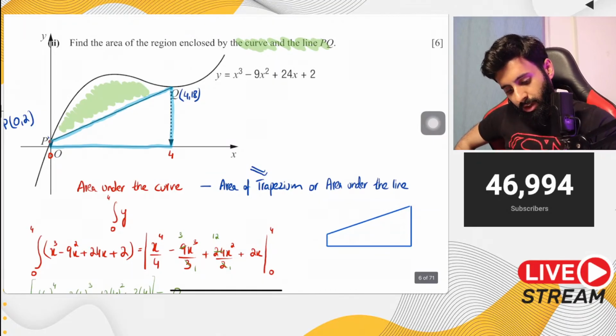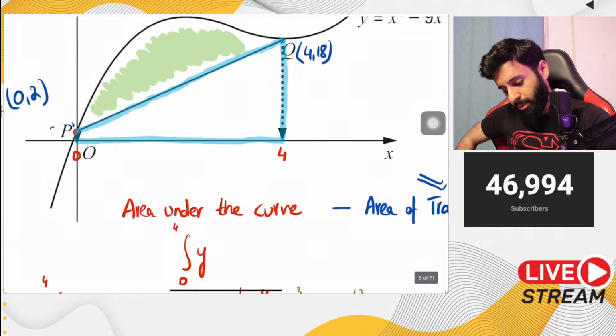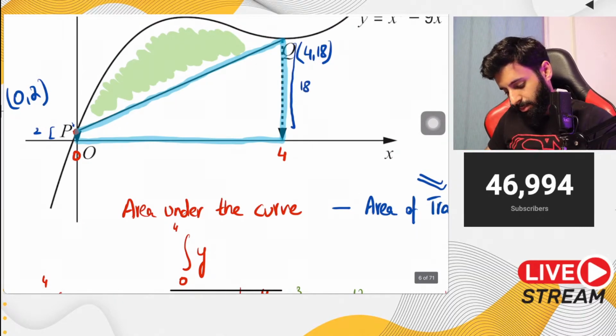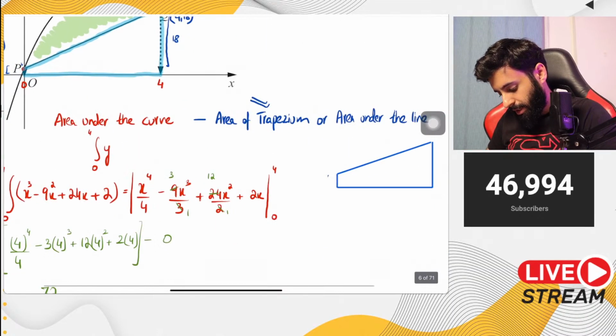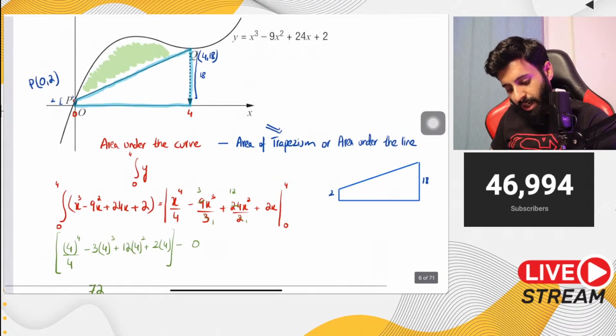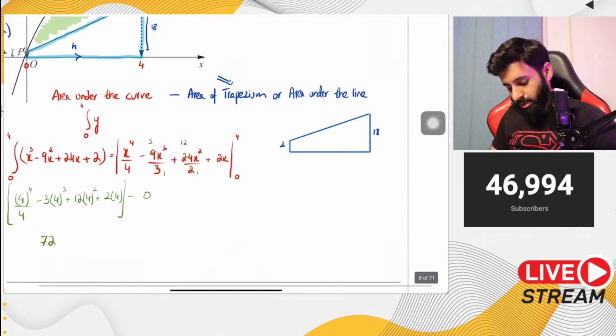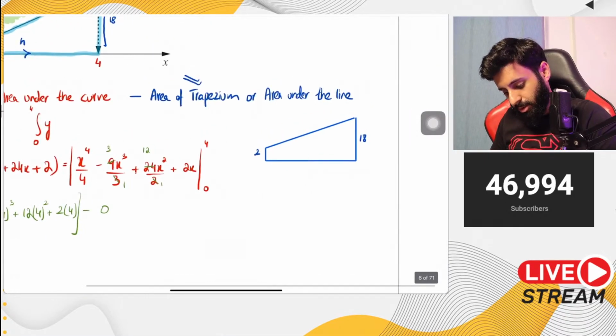Now this length will be what? This length will be 2, and this length will be 18. So the two parallel lengths are 2 and 18. Now what about the height? If the parallel lengths are vertical, that means the height is horizontal. So the height in this case is going to be 4.